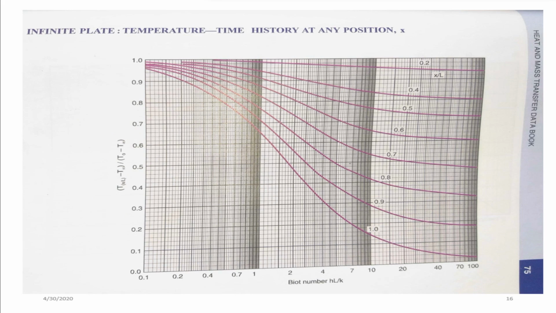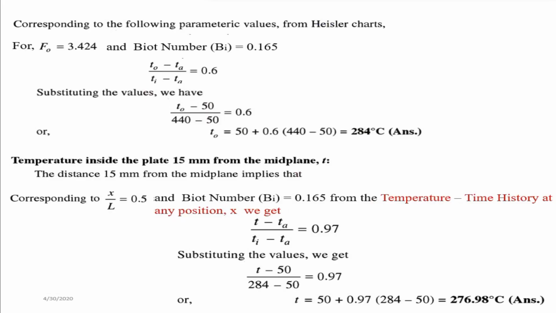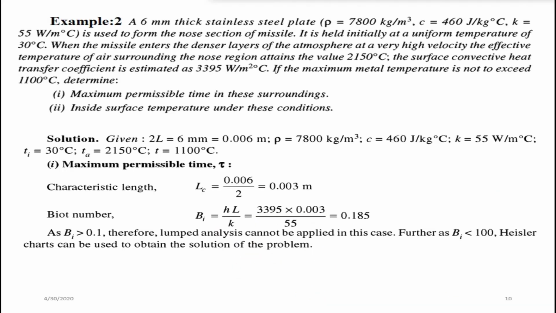What is the y-axis value? It is (T x by L minus T infinity) divided by (T naught minus T infinity). Here, instead of T x by L, they have taken temperature T at any position x. Instead of T infinity, they have taken Ta here, and (T minus Ta) divided by (T0 minus Ta) is equal to 0.97. From the graph we got the y-axis value as 0.97. From this we can find out T as 276.98 degrees Celsius.